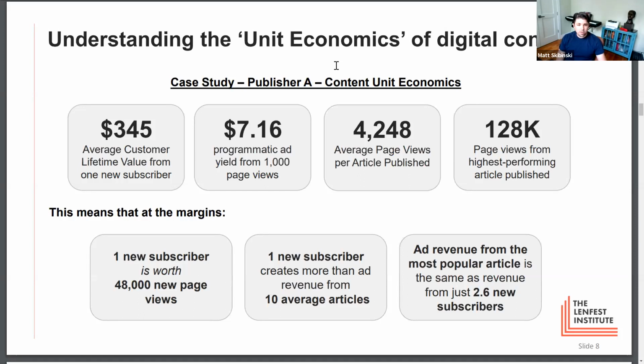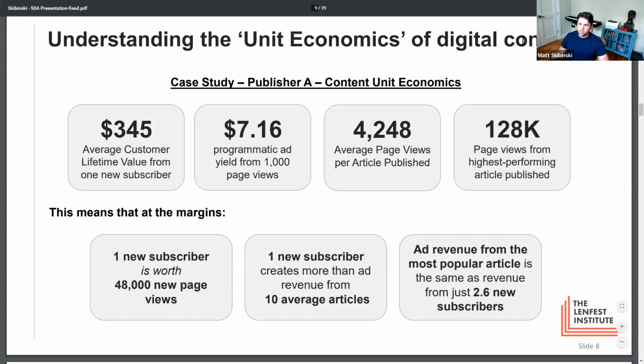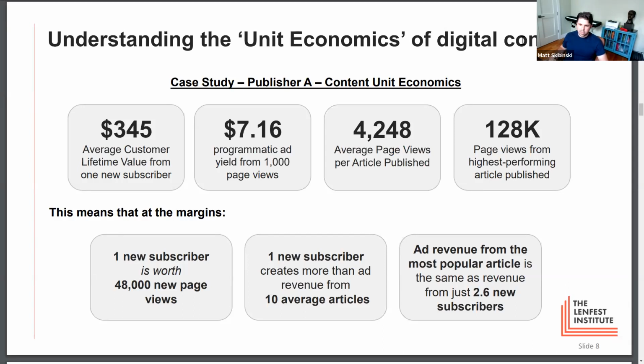When they look at the value of programmatic ads, their revenue per 1,000 page views was $7.16. And I've seen numbers higher than that. I've seen numbers lower than that. Depends on who you talk to. But that's what this publisher measured their RPM at. And some other notes, the average article didn't really get all that many page views, maybe 4,000 on average. Of course, some were very high performing and some were really low performing. So that's an average. And the highest performing article published had 128,000 page views over, I forget what the time frame was actually for this.